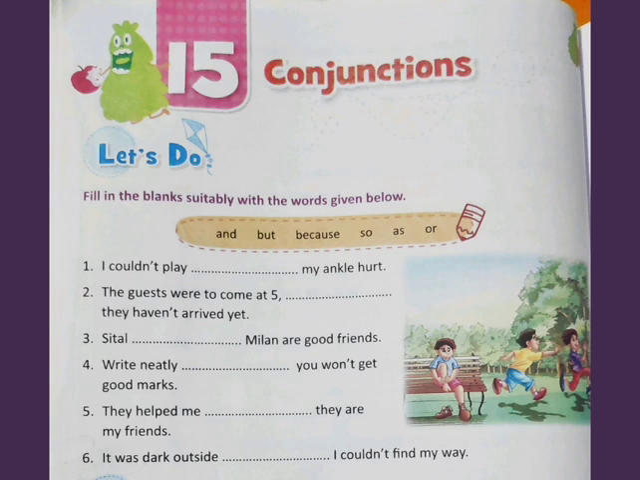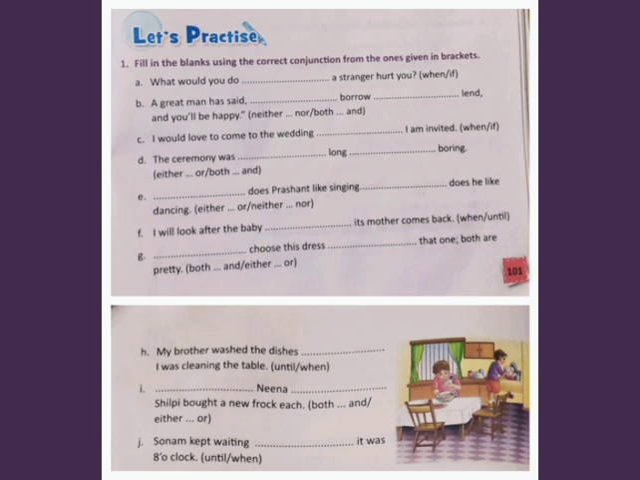So this is chapter 15 of your language book, conjunctions. Fill in the blanks suitably with the words given below. You will open chapter 15 from your language book and please do it in your language copy and send it to me for correction. Fill in the blanks suitably with the words given below. I couldn't play dash, my ankle hurt. The guests were to come at 5, dash, they haven't arrived yet. Okay, this one is page number 101 and 102, and the previous one was page number 100 of your language book.